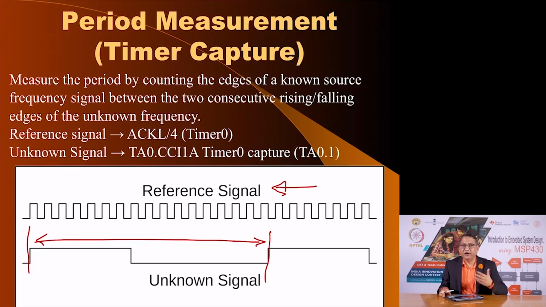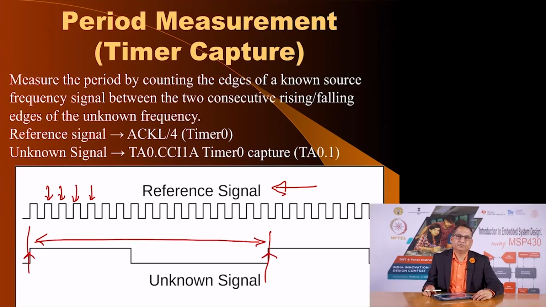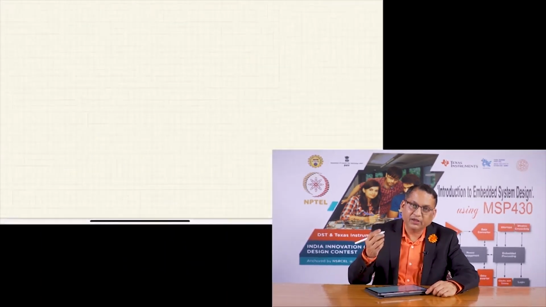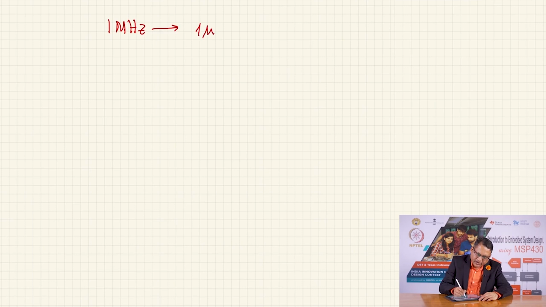Instead, we want to measure the period of this signal, and this can be done by counting the pulses of known frequency between the two rising edges of the unknown signal. So, if I know how many pulses I have counted in that one period of the incoming unknown signal, and I know the period of the reference signal, multiplying the count with the period, I get the total period. As an example, suppose the reference signal that I have inside is, let us say, 1 megahertz. That means the time period is 1 microsecond.